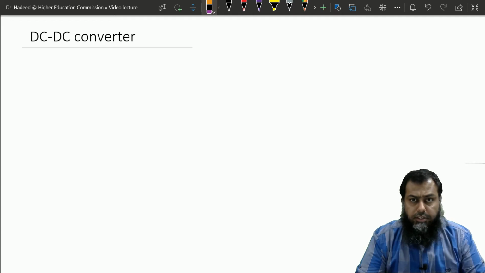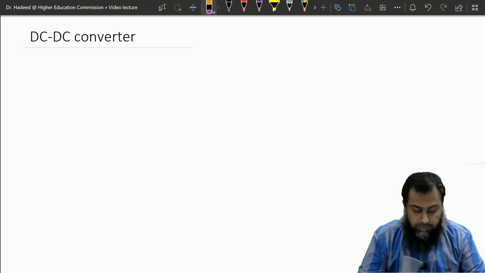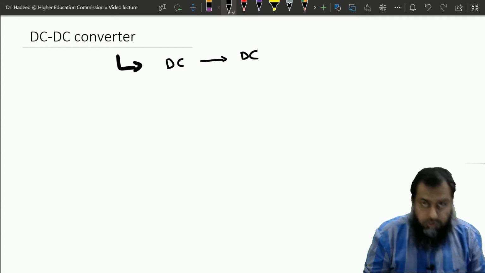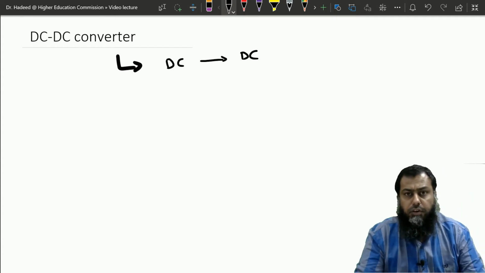We shall now start the second module of this particular course. Previously, we have discussed some of the devices. In this particular module, we shall discuss the DC to DC converters. As you can see here, from DC to DC. So both the input is also DC and the output is also DC.